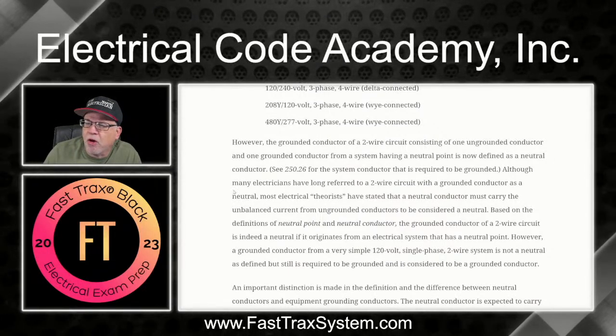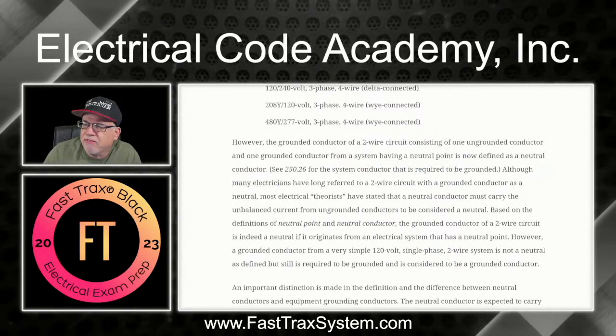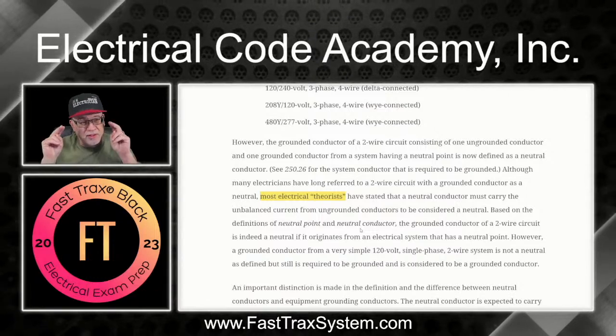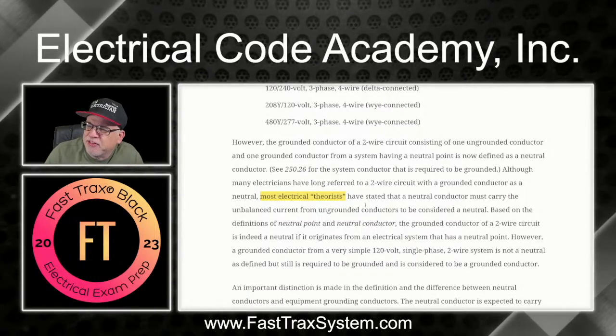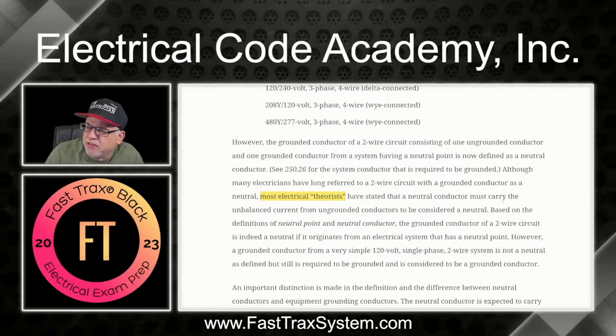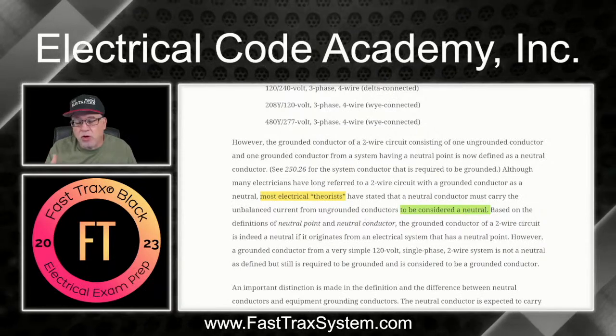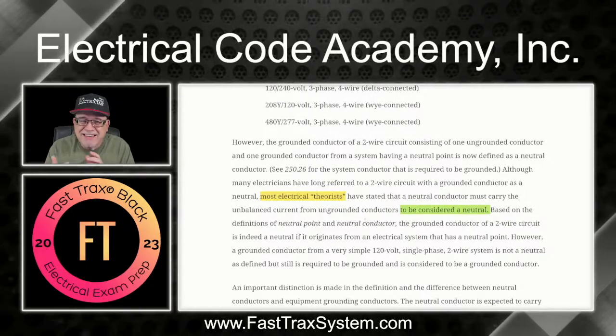It says, although many electricians have long referred to a two-wire circuit with a grounded conductor as a neutral, most electrical theorists, okay, folks in the know, have stated that a neutral conductor must carry the unbalanced current from an ungrounded conductor to be considered a neutral, okay? So that's what we just talked about. They'll argue that it's not a neutral because it's not doing that.